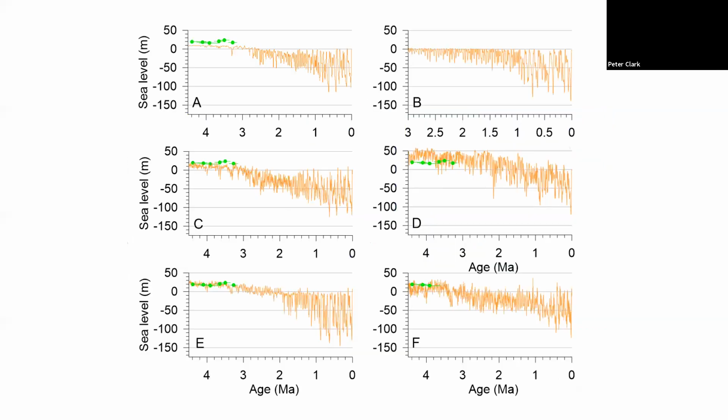And what I'm showing here now are several different independent reconstructions of sea level. Some are from models. Some are from trying to subtract the temperature from the delta O18 of the benthic record in a variety of ways. You can see that all of them cover the last 4.5 million years, except for panel B, which is just the last 3 million years. They have differences among them that you can note.